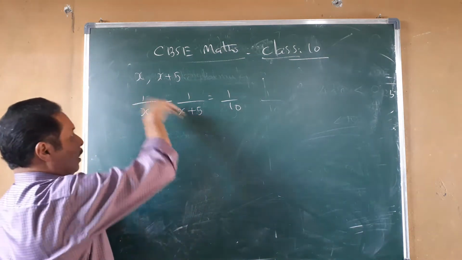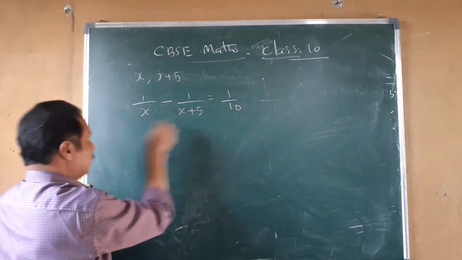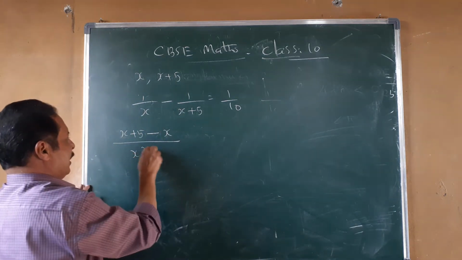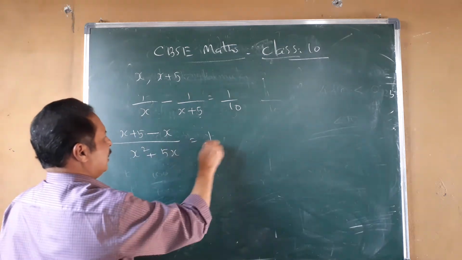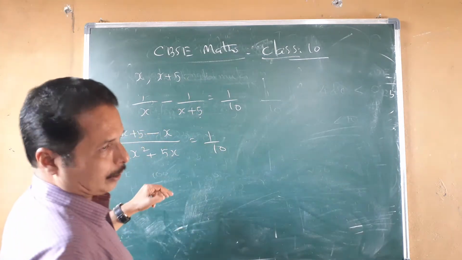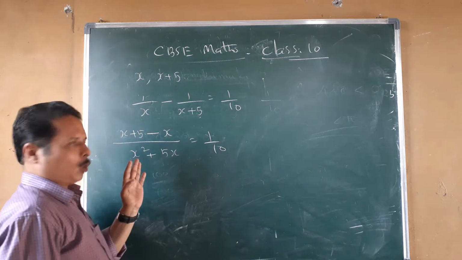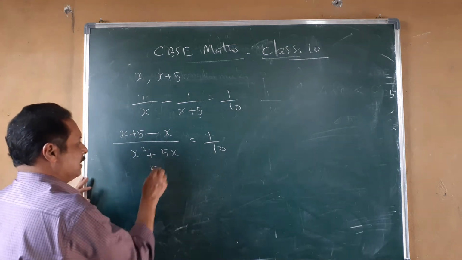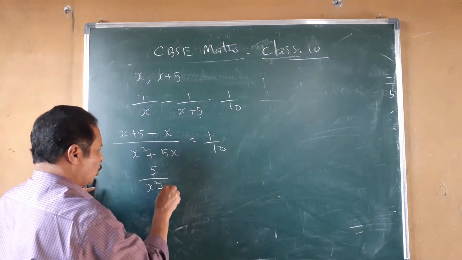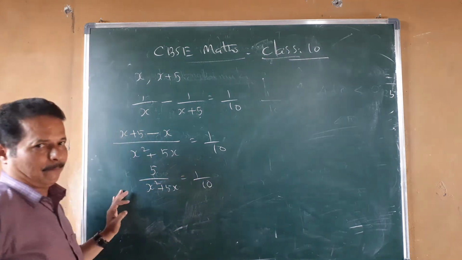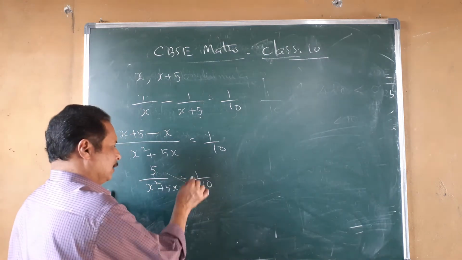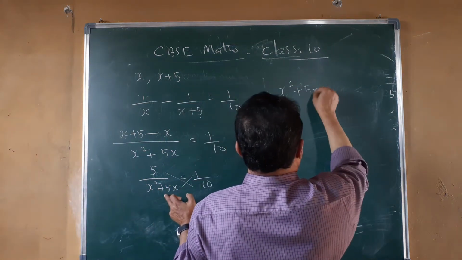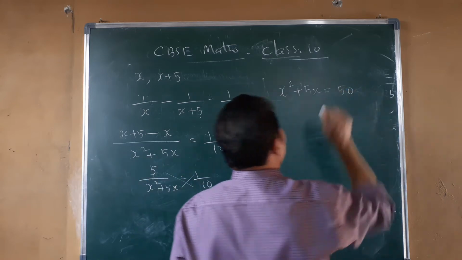Then cross multiply, you already studied that. By taking the common denominator, you get x plus 5 minus x divided by x into x plus 5, which is x square plus 5x, equal to 1 by 10. Now x minus x cancel, and it is 5 by x square plus 5x equal to 1 by 10. Then again cross multiply: 1 into x square plus 1 into 5x equal to 50.